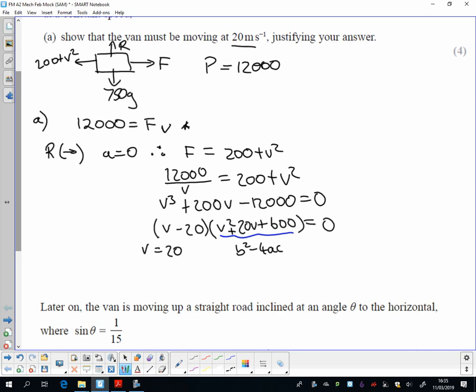So our discriminant in this case is 20 squared minus 4 times 600, and if you work that out in your calculator, for example, that's negative 2,000, so that is less than 0. So if the discriminant is less than 0, there are no real roots. So the only solution is v is 20, and we should always put a conclusion.